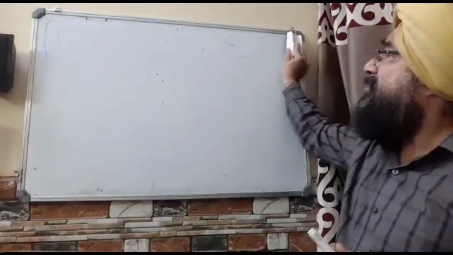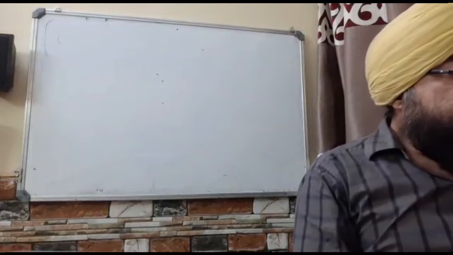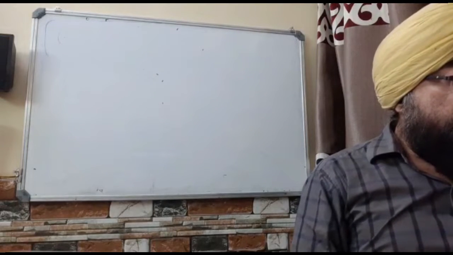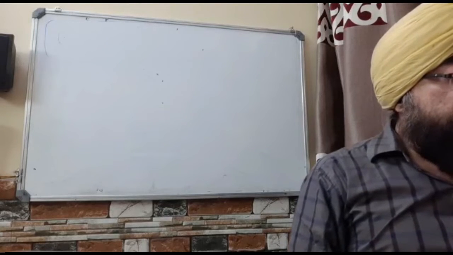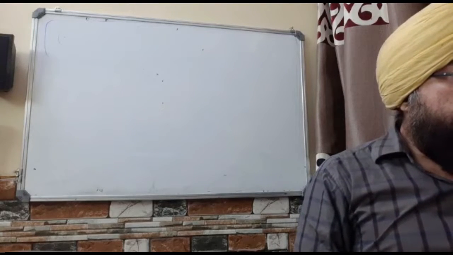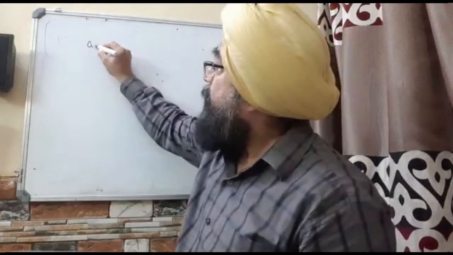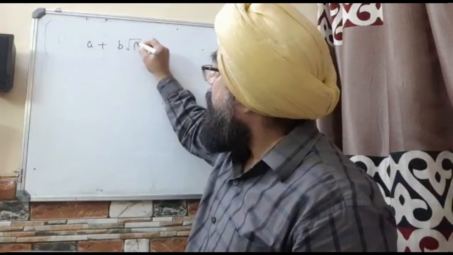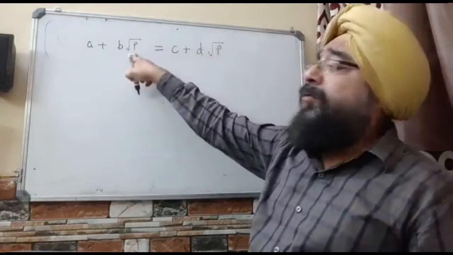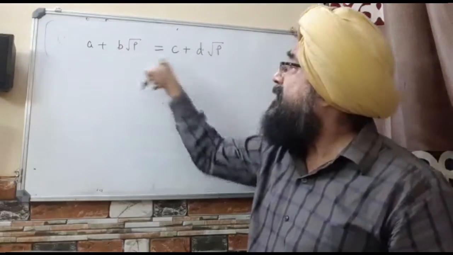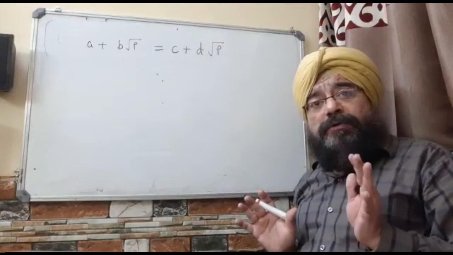that these are applications actually of the surds, which are given in ML Agarwal beautifully. It says if A, B, C and D are rational numbers, root P is an irrational number, then if A plus B root P is equal to C plus D root P, then A is equal to C and B is equal to D. Very clearly root P is an irrational number, A, B, C, D are rational numbers. So A is equal to C, B is equal to D.